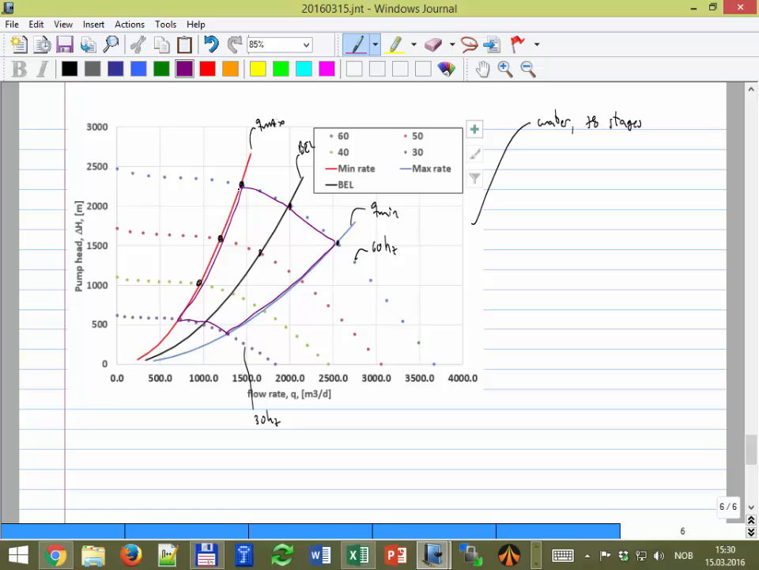Now there is one more thing. We have changes with frequency, and we have the operational limits. But what else do we need? We are working with a fluid of 100 centipoise, so we need correction due to viscosity.